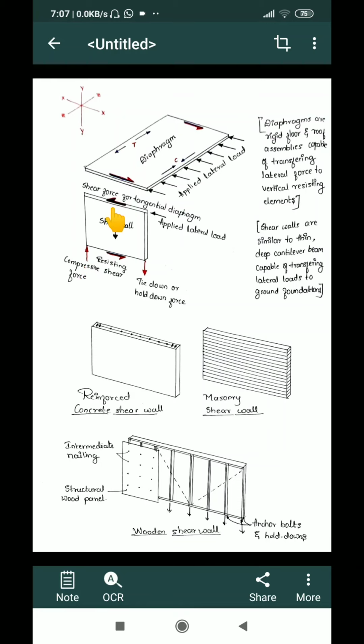Apart from this, there will be a gravitational load of the shear wall which is acting in a vertical downward direction.